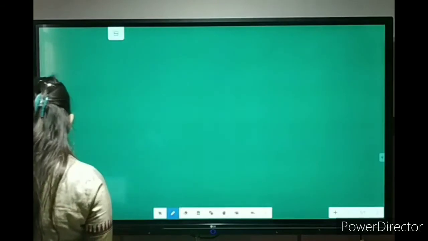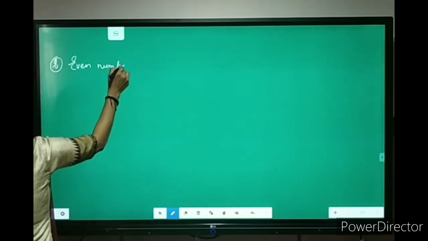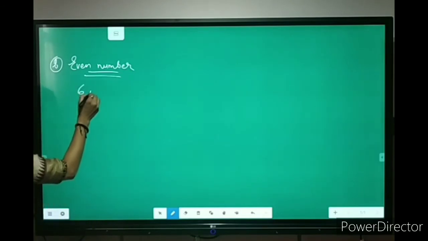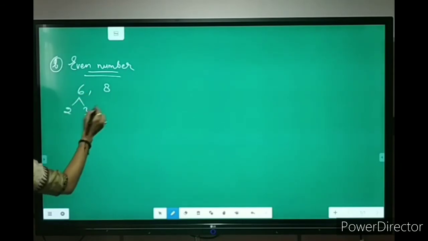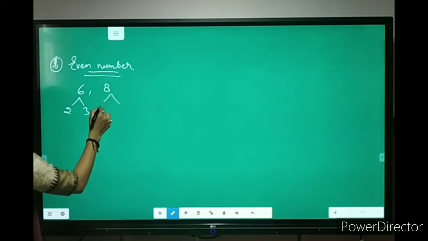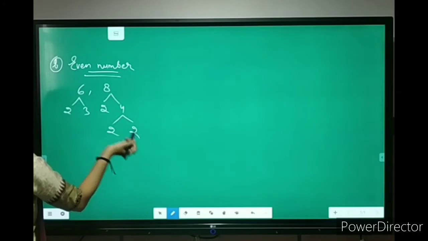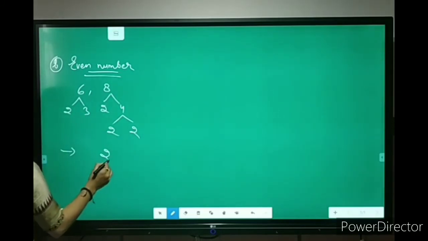Next question: what is the HCF of two consecutive even numbers? Even numbers are like 6 and 8. Factors of 6: 2 multiplied by 3. Factors of 8: 2 multiplied by 4, again 2 multiplied by 2. So the HCF of two consecutive even numbers is always 2.